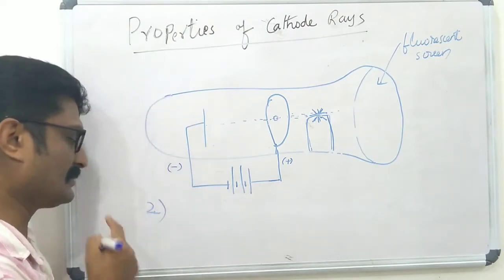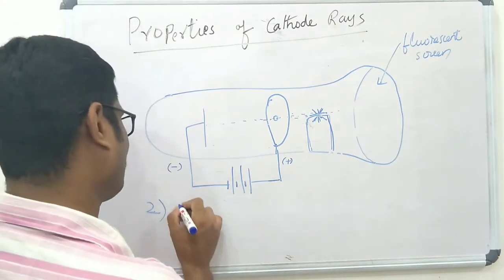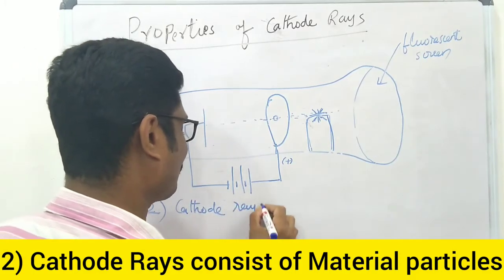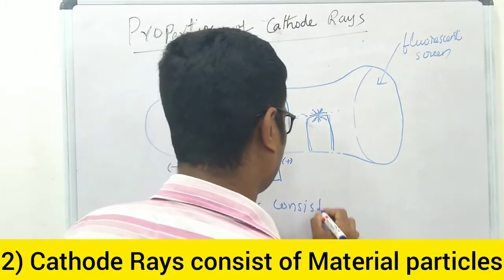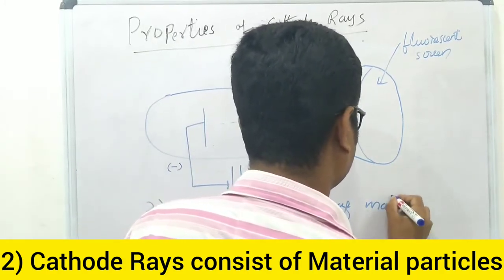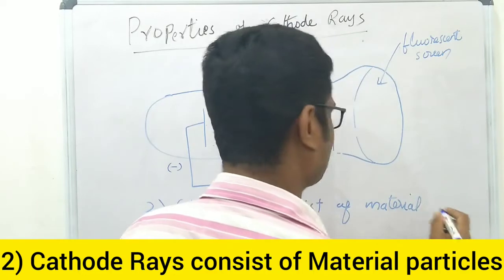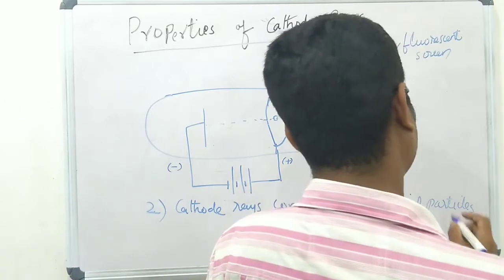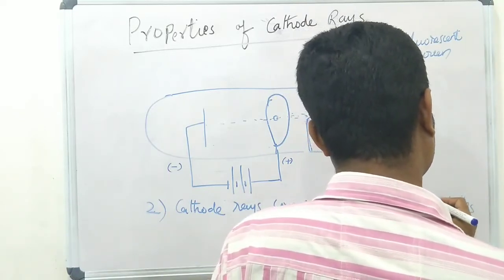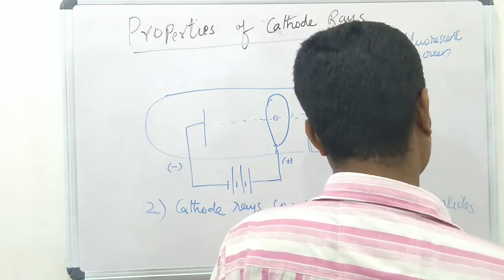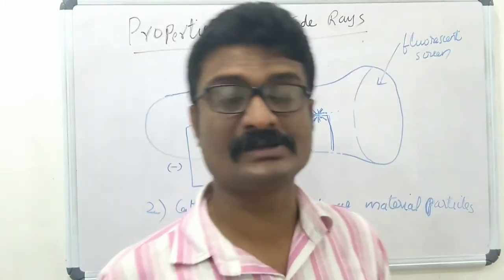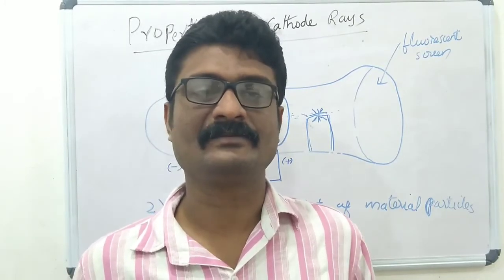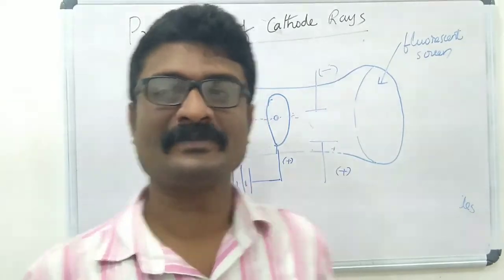Then please note the property number 2. Cathode rays consist of material particles. The particles having mass are called material particles. Then the third property.